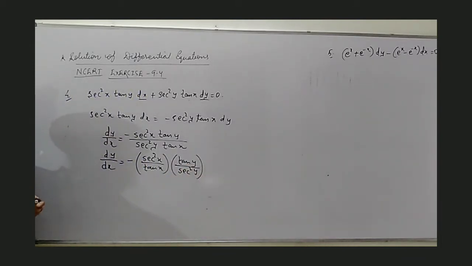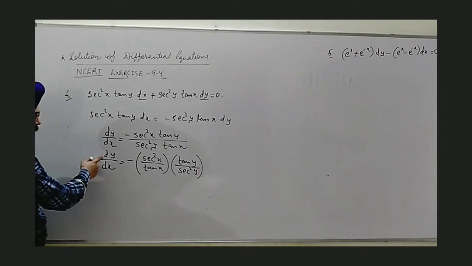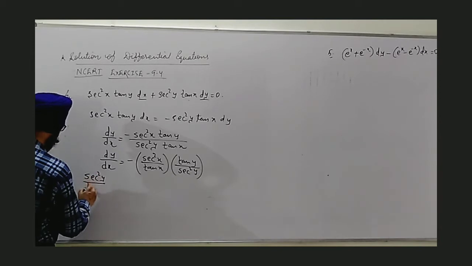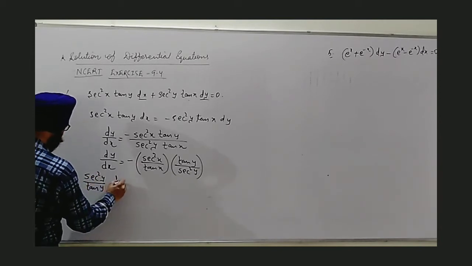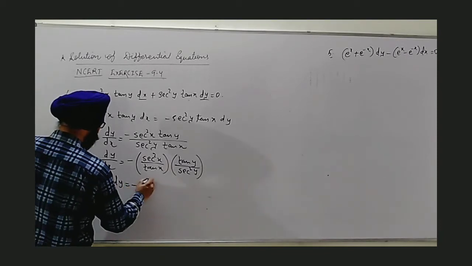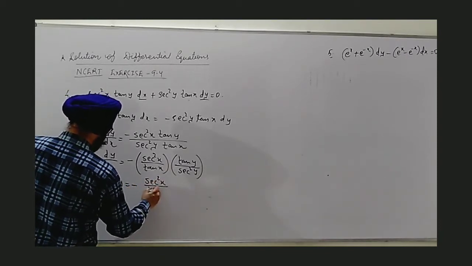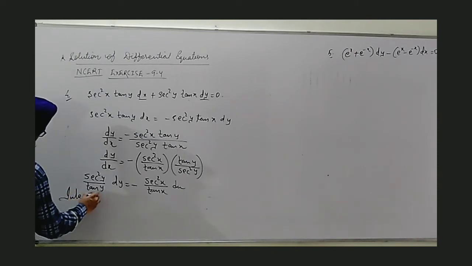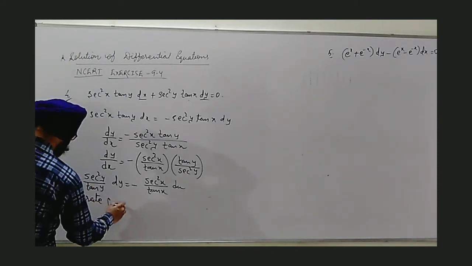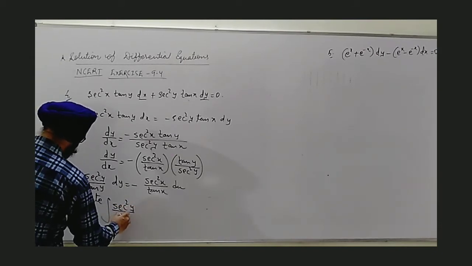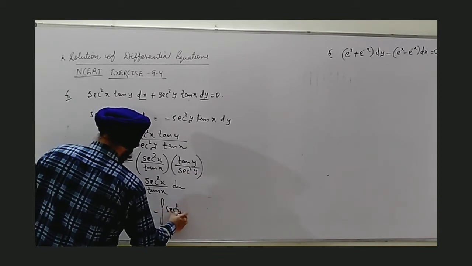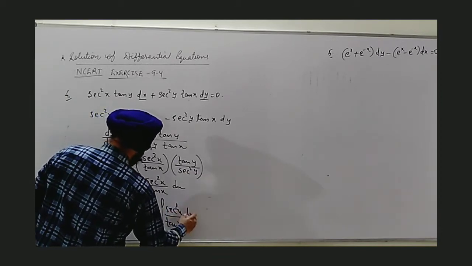Now we will club them with the respective operators, like dy will be taken with the function of y. So we can write sec square y upon tan y dy equal to minus sec square x upon tan x with dx. As soon as we attain this stage, integrate. Integral of sec square y upon tan y dy equals minus integral of sec square x upon tan x dx plus c.